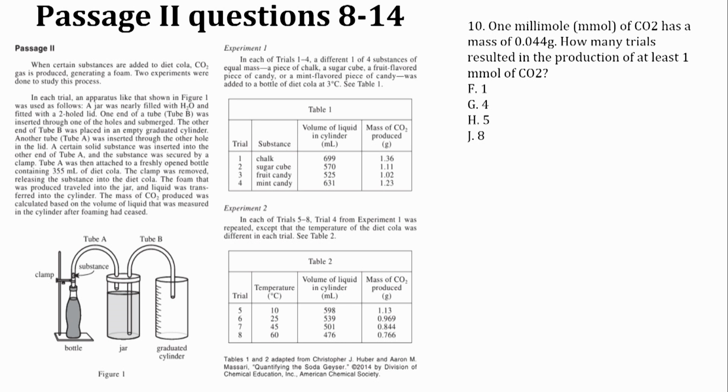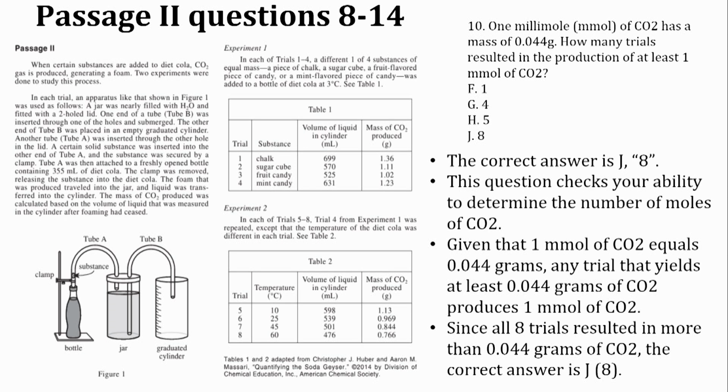Here's number 10. 10 says 1 millimole of CO2 has a mass of 0.044 grams. How many trials resulted in the production of at least 1 millimole of CO2? Here are our answer choices, but the correct answer is J, 8. This question checks your ability to determine the number of moles of CO2. Given that 1 millimole of CO2 equals 0.044 grams, any trial that yields at least that much CO2 produces 1 millimole of CO2. Since all 8 trials resulted in more than 0.044 grams of CO2, the correct answer is J.